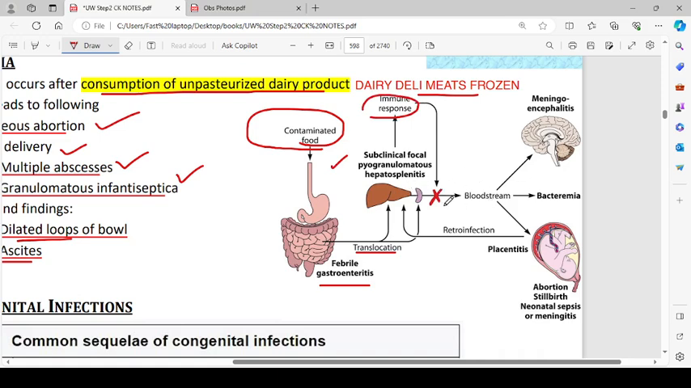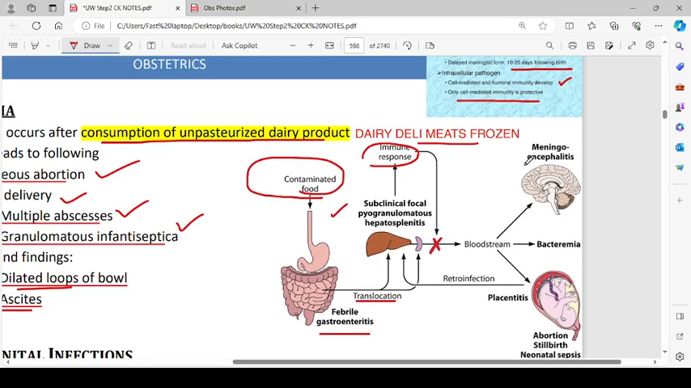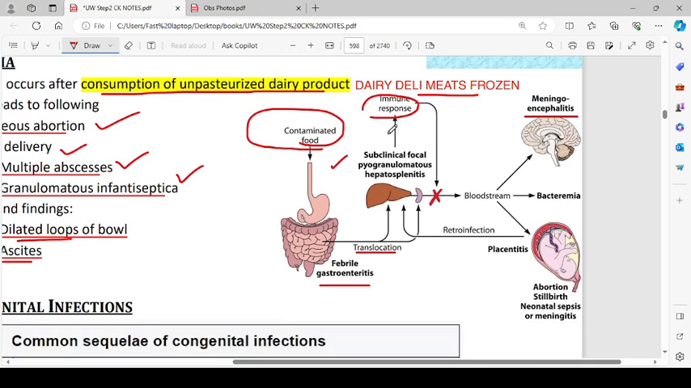But if there is no immune response, it will go to the bloodstream and cause meningoencephalitis, especially affecting the elderly and the immunocompromised people. In the bloodstream, it will cause bacteremia, and in the placenta, it will cause placentitis, abortion, stillbirth, neonatal sepsis or meningitis, and from here it can result in a reinfection and again affect the liver and spleen.